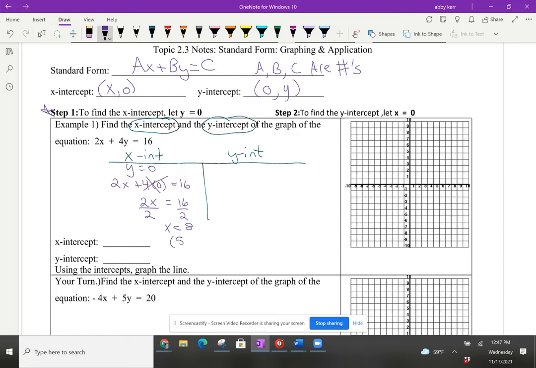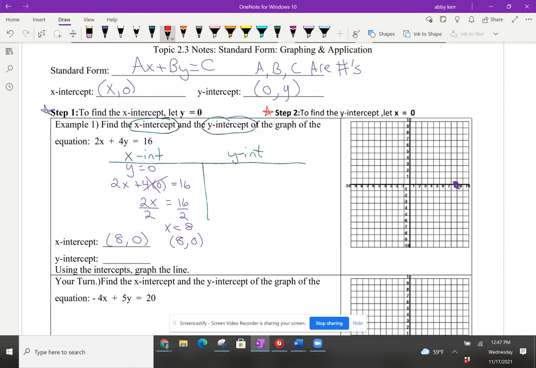We are actually going to move 8 to the right and 0 up and down. So the x-intercept is 8 comma 0. Remember, the x-axis is your left and right axis. So find where 8 comma 0 is and put a point. Now we're going to do the exact same thing for the y-intercept.